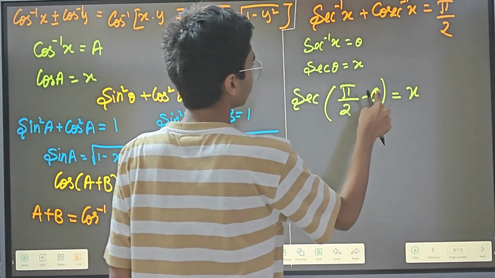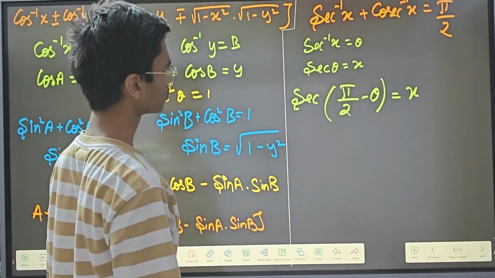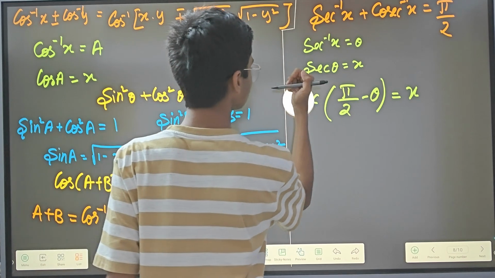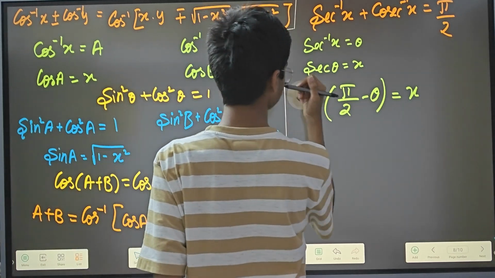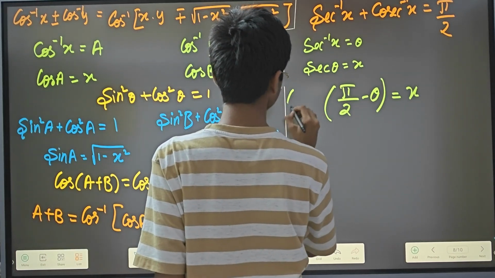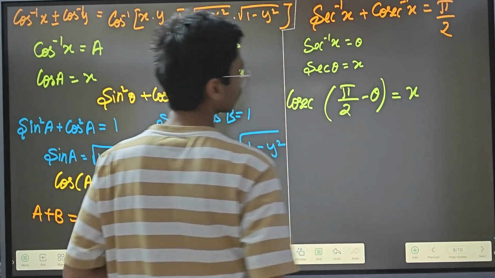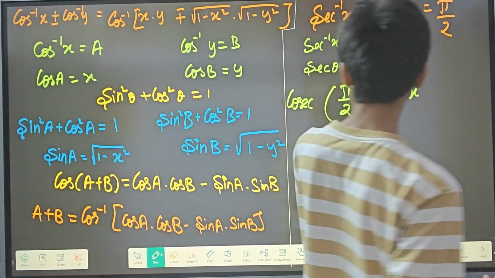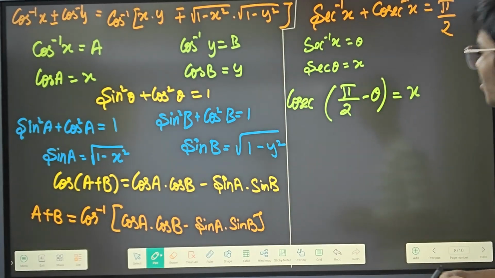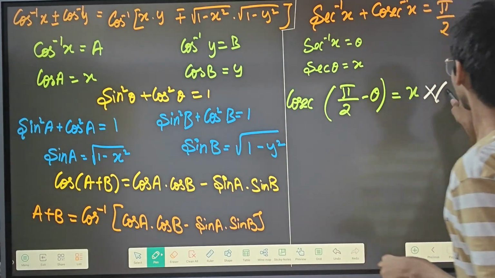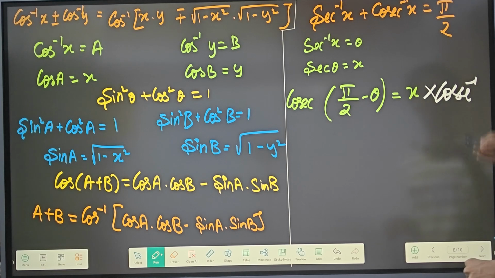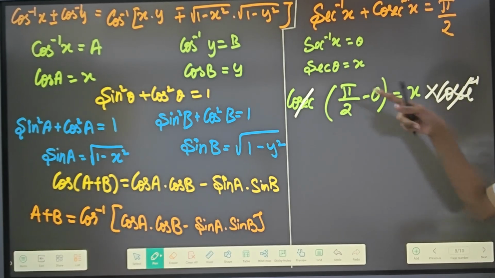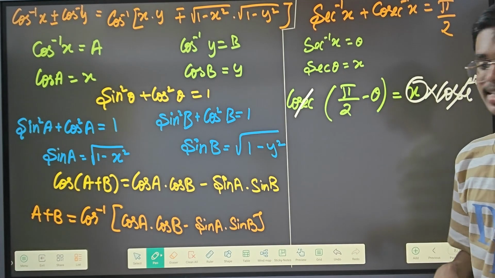So what is this theta? Theta is going to be sec inverse. Oh, here cosec only should come. So cosec of pi by 2 minus theta is equal to x. Now we are going to multiply this total equation with cosec inverse. Then this would have got cancelled with this one over here, and here it would have become cosec inverse x.